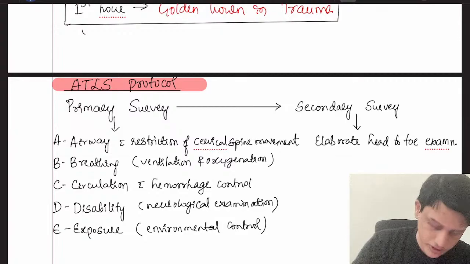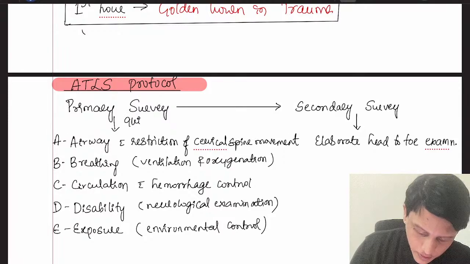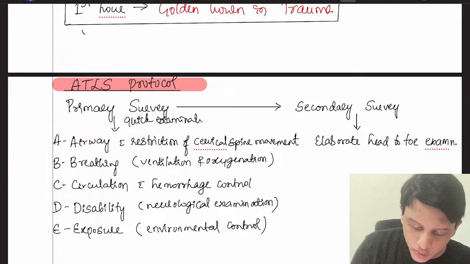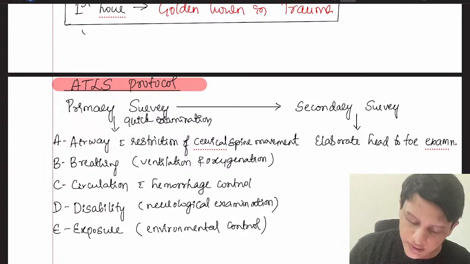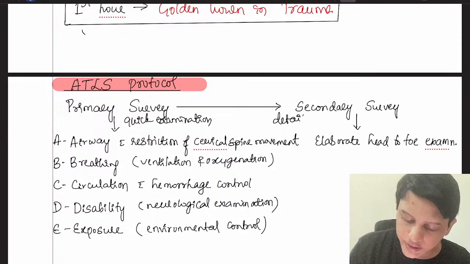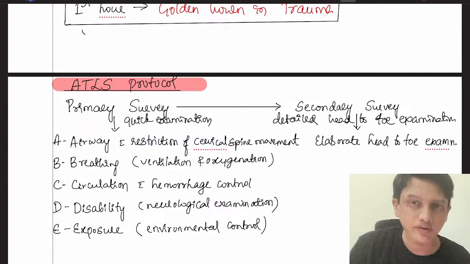This is called quick examination, to rule out anything life threatening. It's called primary survey. Then secondary is detailed examination. Detailed head to toe examination is secondary survey. Hope it's clear.